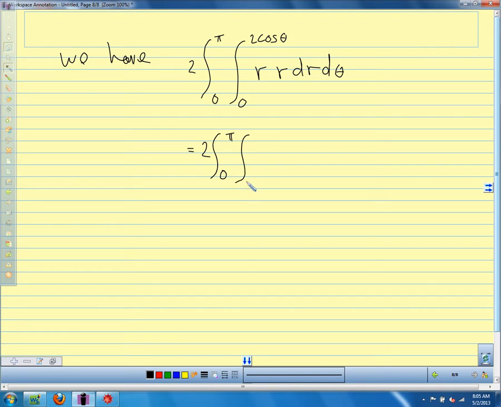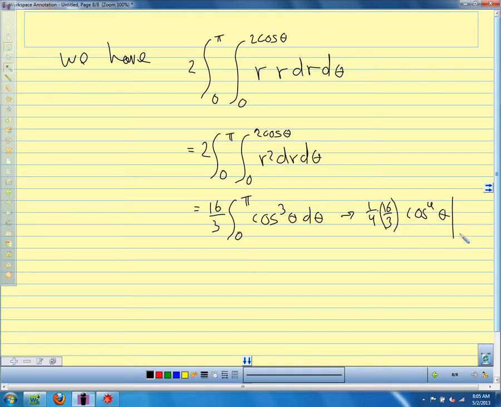2 integral 0 to pi. Now we need to evaluate this thing, of r squared dr d theta. We evaluate our integral first, so we get 16 thirds, because we get r cubed over 3, and 2 cubed is 8, times 2 is 16, integral 0 to pi of cosine cubed theta d theta. If I were to evaluate this as is, I would say 1/4 times 16 thirds times cosine to the 4th theta on 0 to pi.